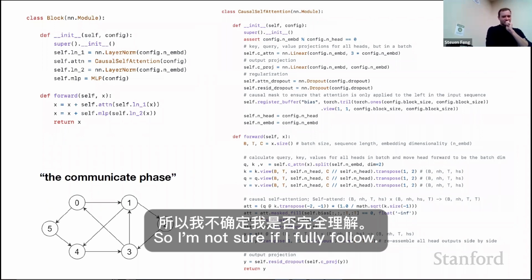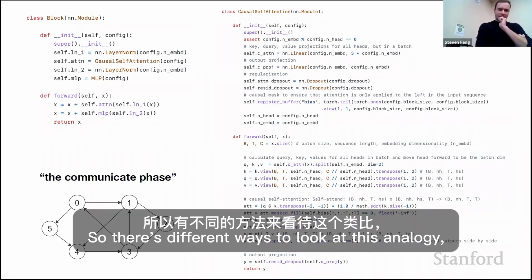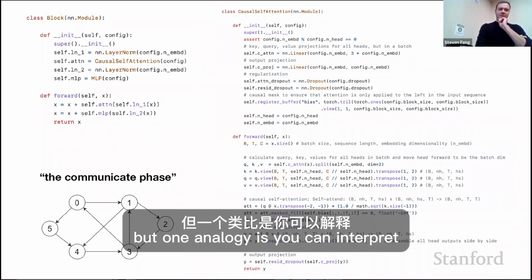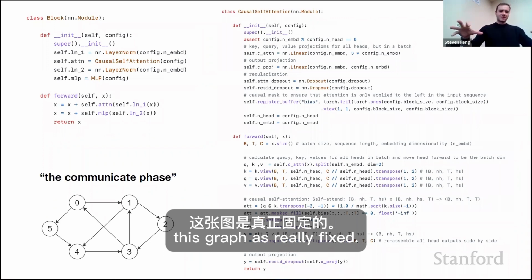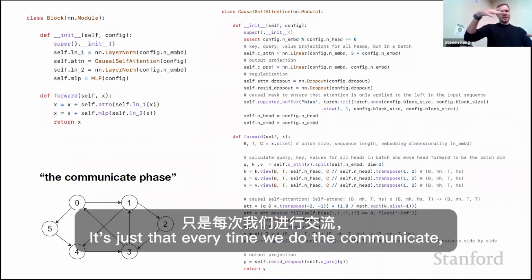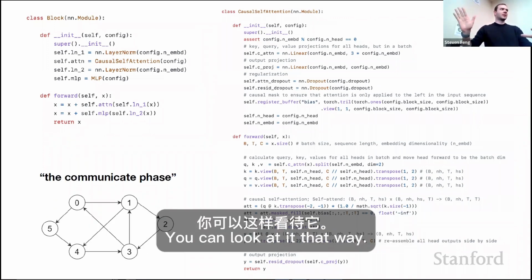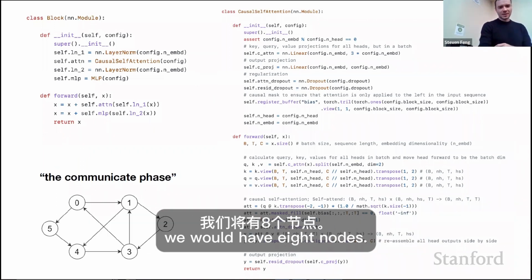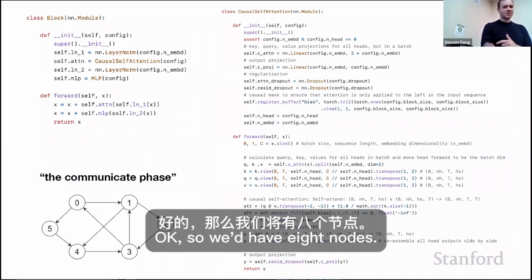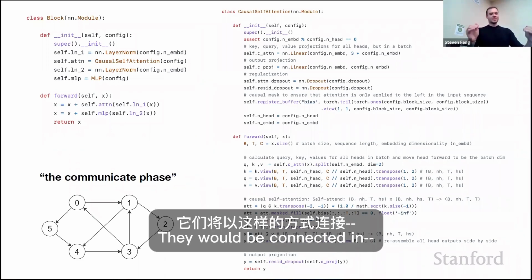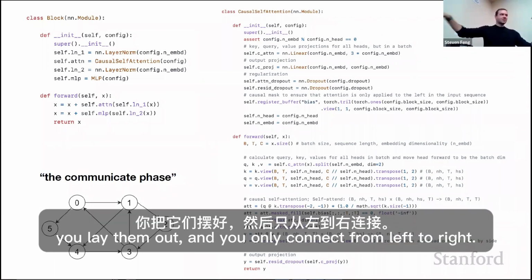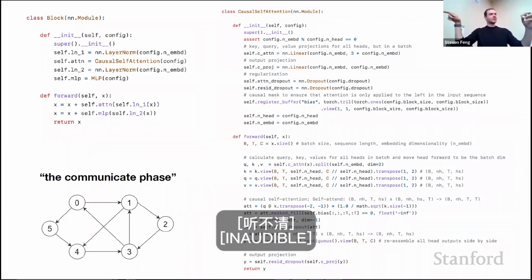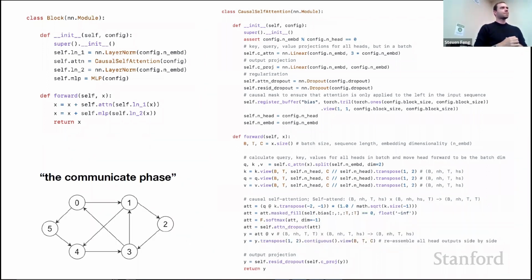I'm not sure if I fully follow. There are different ways to look at this, but one analogy is you can interpret this graph as really fixed. It's just that every time we communicate, we are using different weights. If we have a block size of 8 in my example, we would have 8 nodes. They would be laid out and you only connect from left to right. But for different problems, you might actually have a graph where the connections might change.